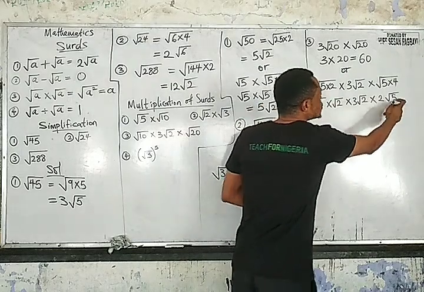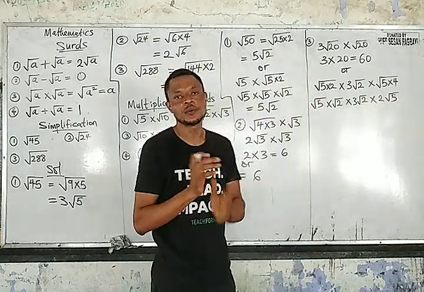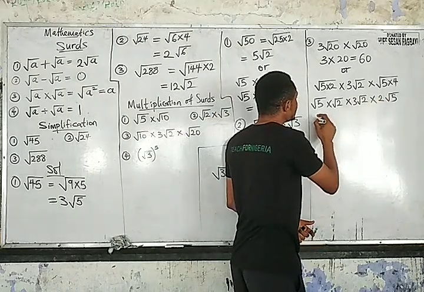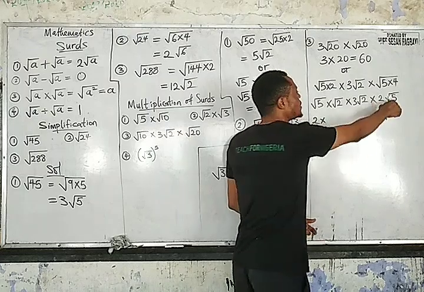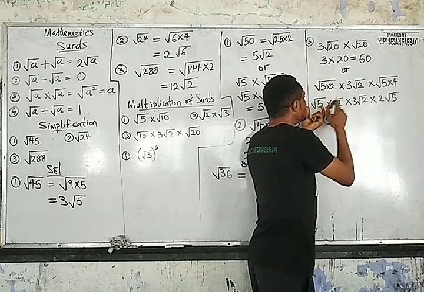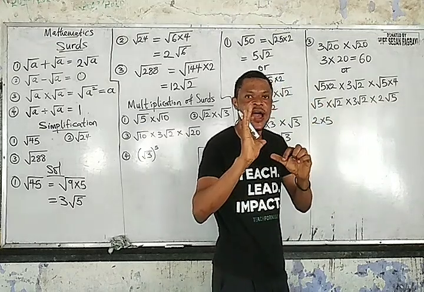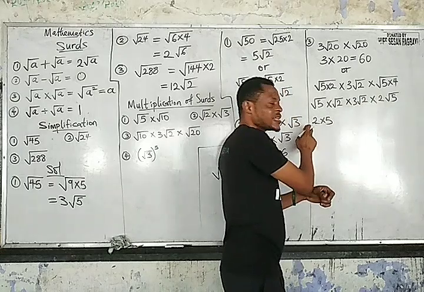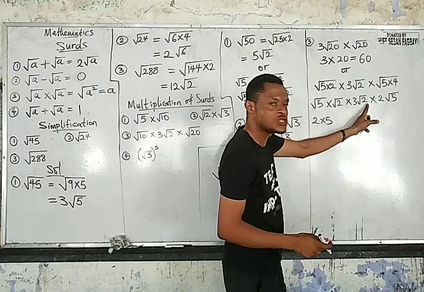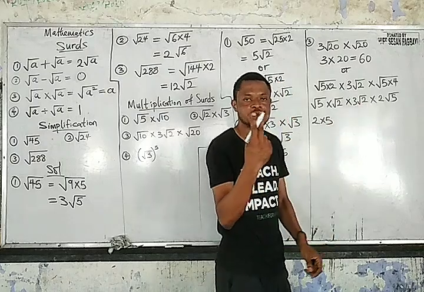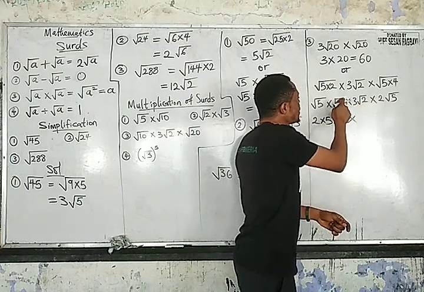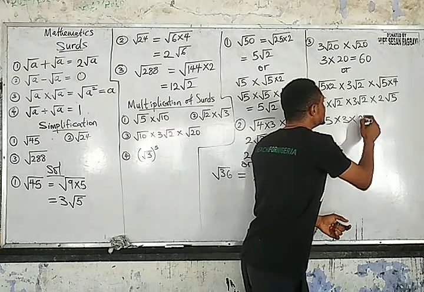We have root 5 and root 5 multiplied together, which will end up being 5. But we have a 2 outside, so that is going to result in 2 multiplied by 5. As for this, we have root 2 multiplied by root 2, which will end up being 2. Then we have a 3 here, so we have 3 multiplied by 2.